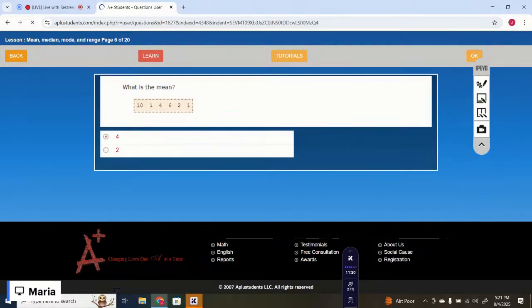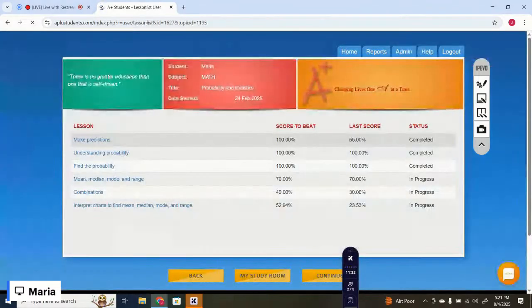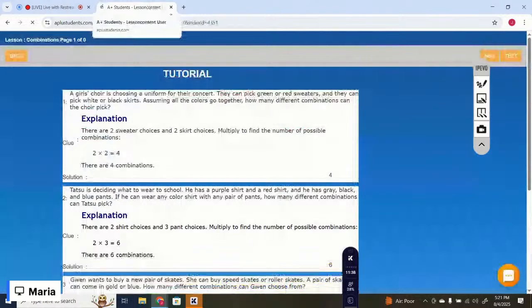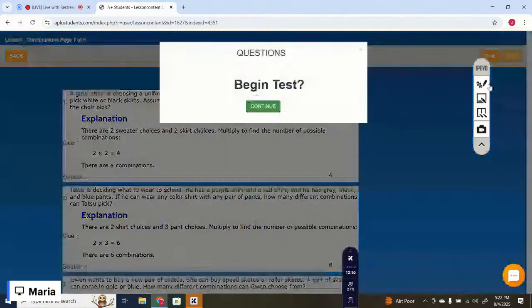Okay, you can complete the lesson by yourself later today. So the next lesson is combinations. Let's just start with the test questions.